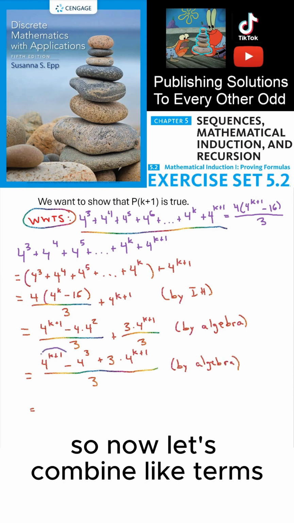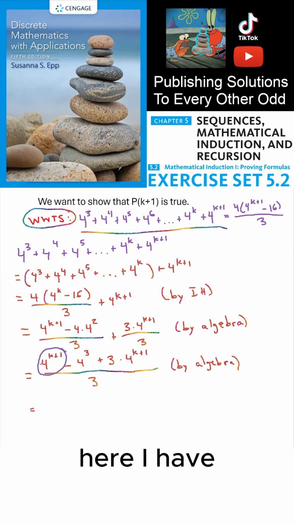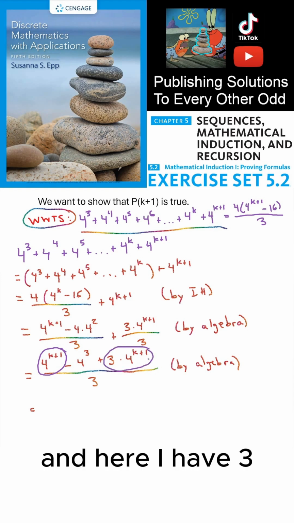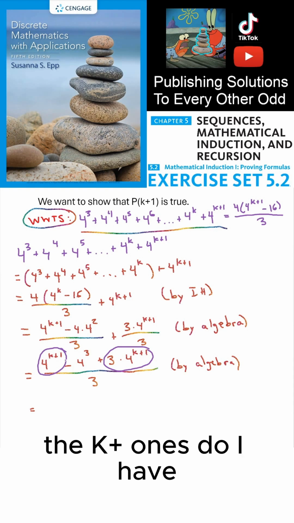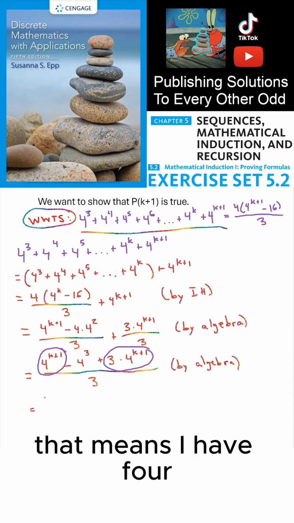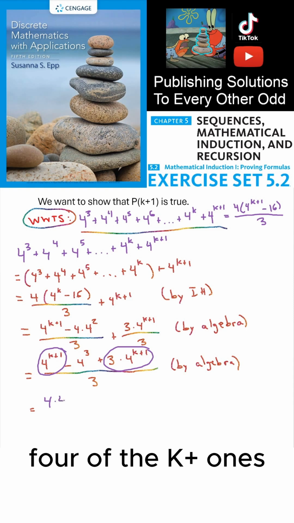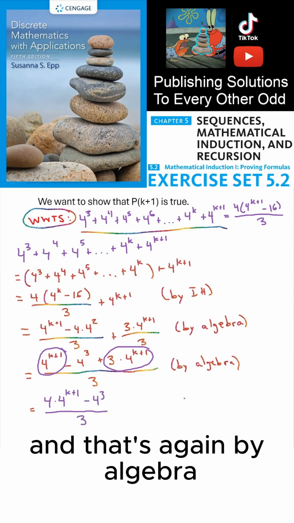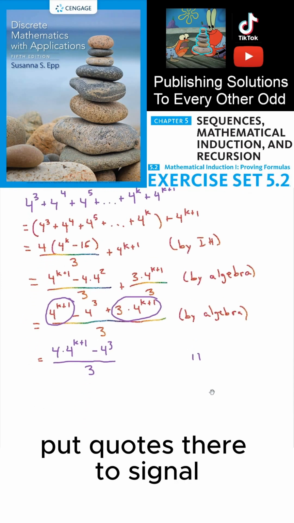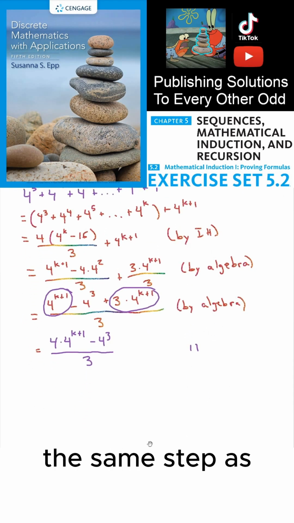So now let's combine like terms. Here I have a 4 to the k plus 1, and here I have 3 4 to the k plus 1s. So how many 4 to the k plus 1s do I have altogether? That means I have 4 4 to the k plus 1s. And then minus 4 cubed over 3. And that's again by algebra. So I'll just put quotes there to signal that I'm using the same step as the one above.